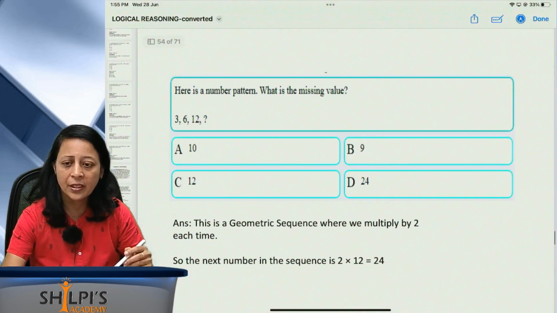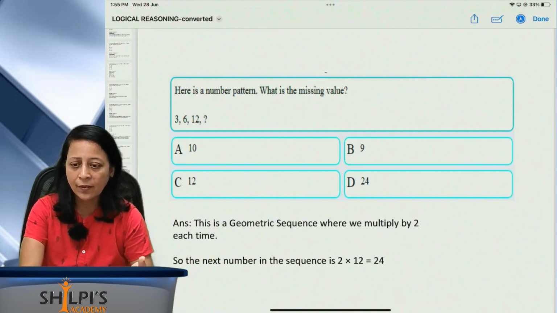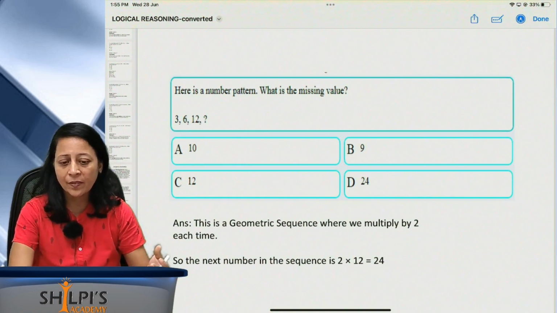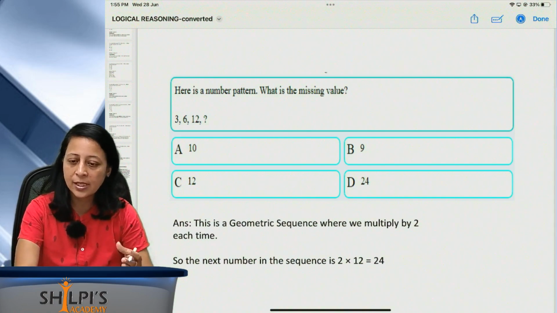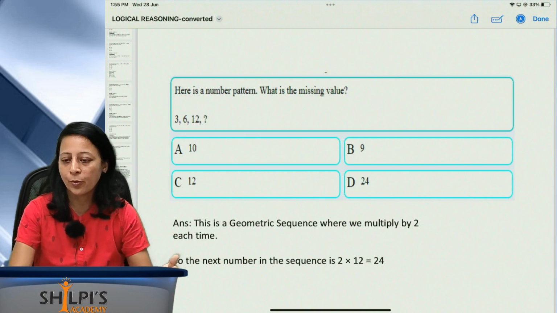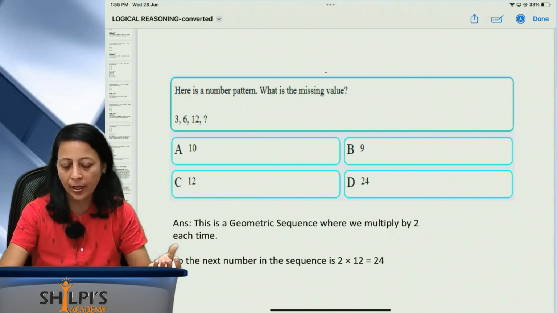Here they have given the number pattern. Find out what is the missing value. 3, 6, 12. What could be the next? This is a geometric sequence where we multiply by 2. 3 into 2 is 6, 6 into 2 is 12, so 12 into 2 could be 24. So the next number is 24, the option will be D here. Okay.